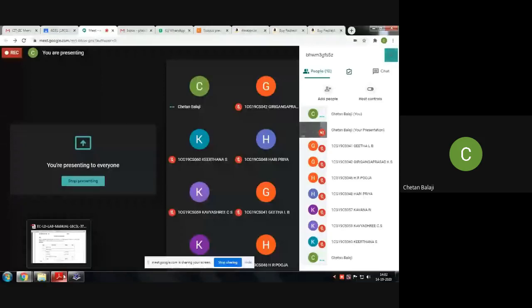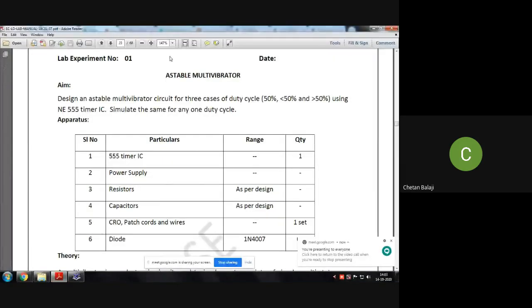Copy down this. Laboratory experiment number 1. This is the third experiment of our syllabus. Laboratory experiment number 1: Astable multivibrator.